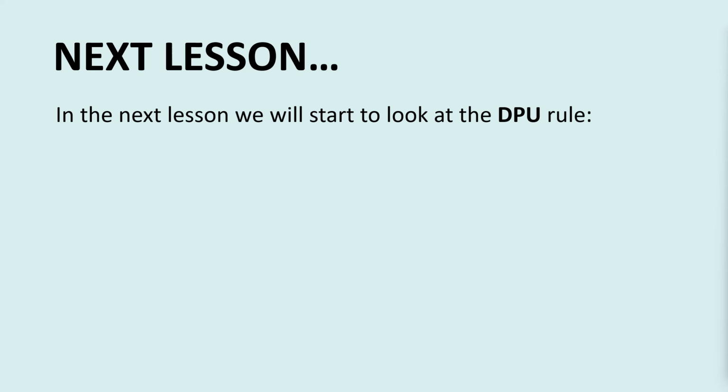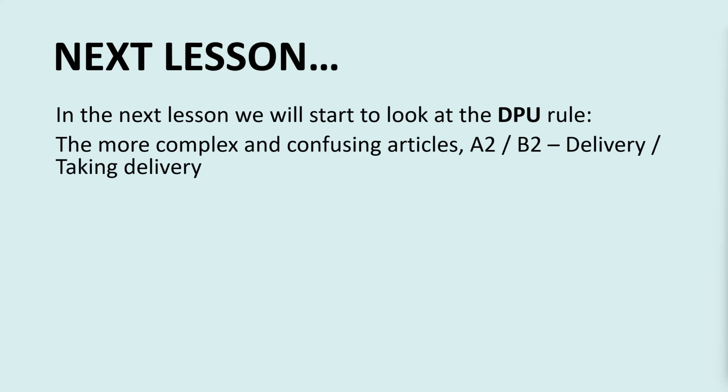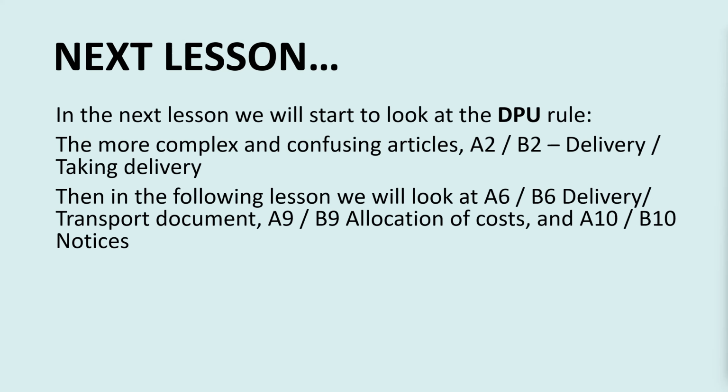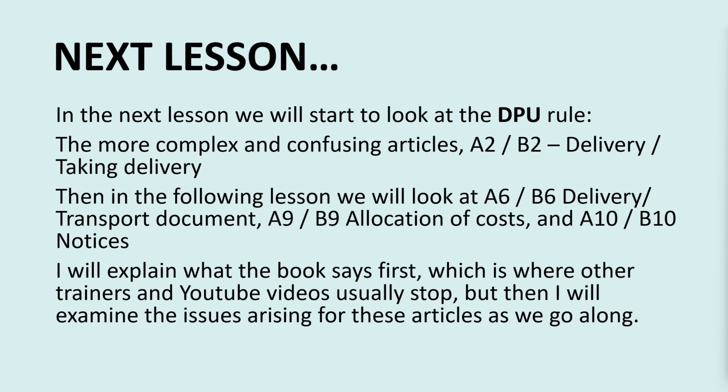In the next lesson, we'll start to look at the DPU rule. The more complex and confusing articles A2 and B2, yet again, delivery and taking delivery. Then in the following lesson, we'll look at A6 and B6, delivery and transport document, A9 and B9, allocation of costs, and A10, B10 notices. As always, I'll explain what the book says first, which is where the others usually stop, but then I will examine the issues arising for these articles as we go along.